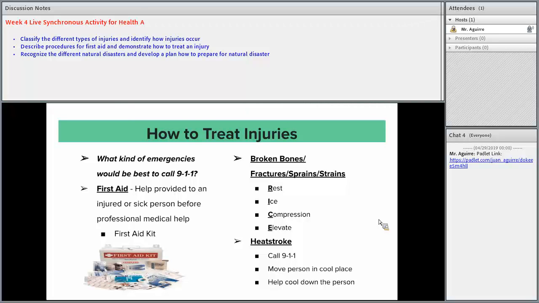Heat stroke. Oh man, we talked about this. You call 911. Move the person to a cool place. Important to do that right away. These are the 1, 2, 3 steps. Call 911. Move the person to a cool place. Help cool down the person. There's different ways.